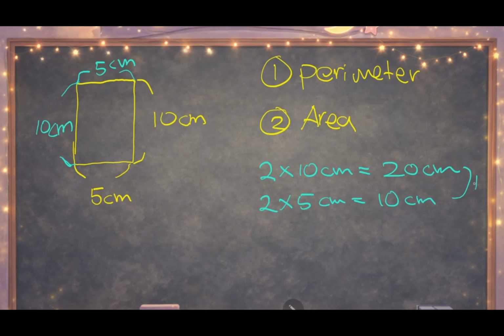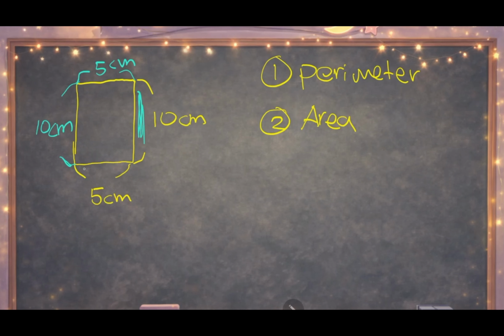We add them together and it becomes 30 centimeters. So the perimeter of this rectangle is 30 centimeters. We now have learned that we can calculate the area by multiplying length by width. That is 10 by 5, so that equals 50. Its area is going to be 50 centimeters squared.